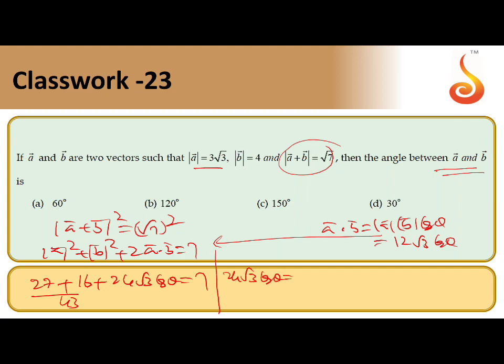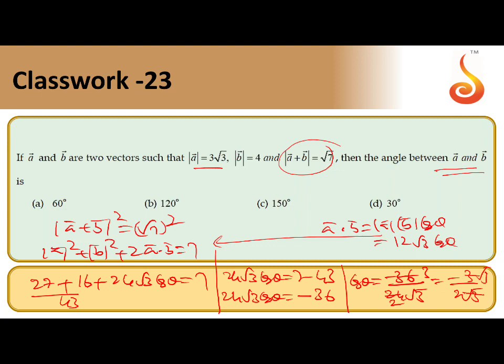24 root 3 cos theta equal to 7 minus 43. So 24 root 3 cos theta equal to minus 36. Therefore cos theta equal to minus 36 by 24 root 3. You can cancel with the tables: 12 2's are 24, 12 3's are 36, that is minus 3 by 2 root 3. So you got cos theta equal to minus 3 by 2 root 3. You can cancel with root 3 also. So finally we got cos theta equal to minus root 3 by 2.